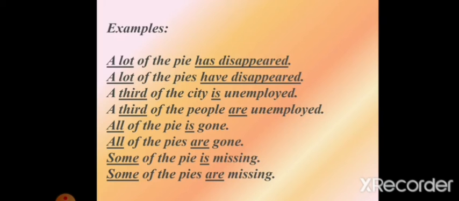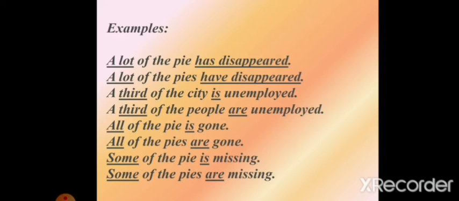So people is plural. Then all the pie is gone. Again, pie is singular, although you have written all, all the pie. It is a lot, but the noun following of is singular, so the pie is gone. Then all of the pies are gone. So you have to find out the subject. As I said earlier, pies is the subject here, so all of the pies are gone.